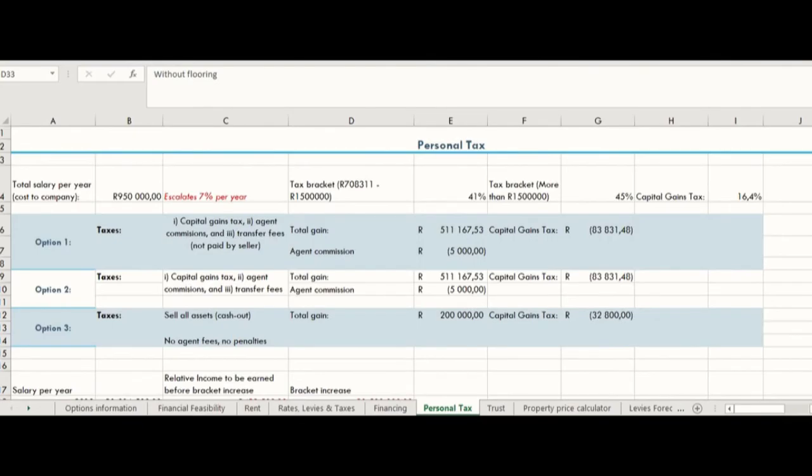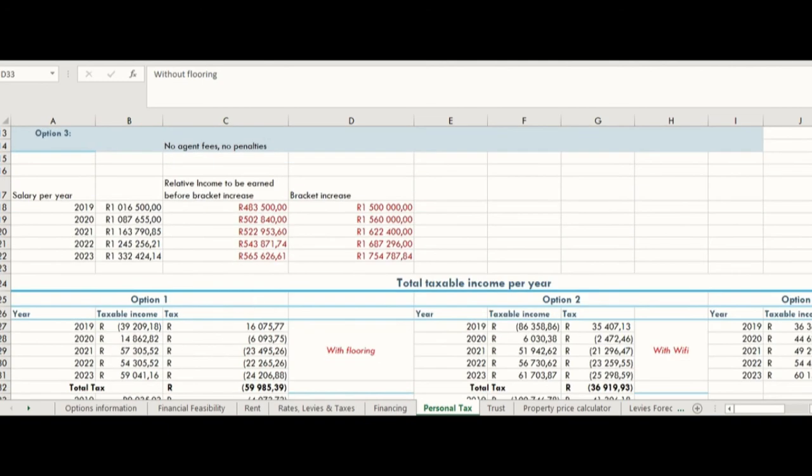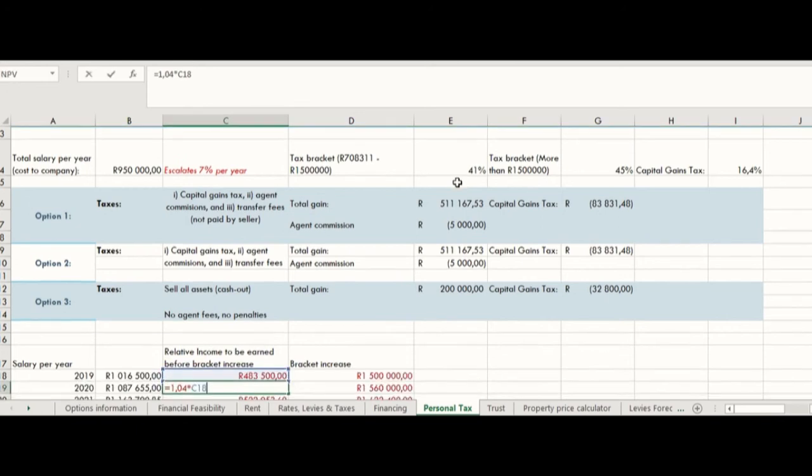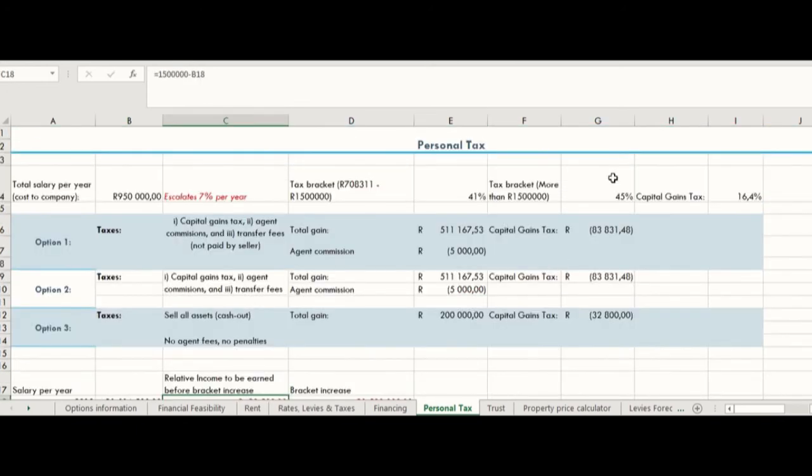Now, for the purposes of this project, the analysis will be done only on the differences between the options. So the tax paid on a salary is not considered. However, we will only focus on the tax paid on the revenue from each option. So by taking the 1.5 million upper bound of the tax bracket and minusing the salary per year increase, we can then find the relative income that can be earned before crossing over to the next tax bracket. So currently we fall inside a 41% personal tax bracket, but crossing over this will then enter us into the tax bracket resulting in 45%.